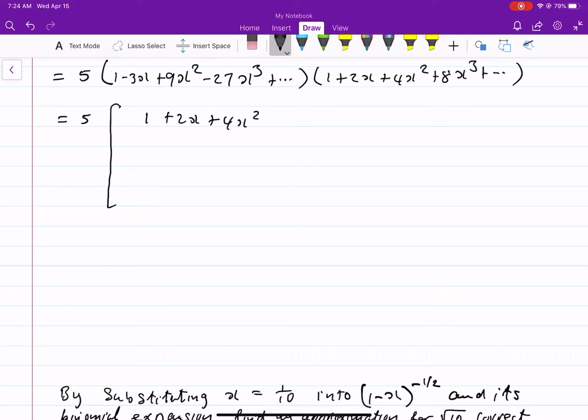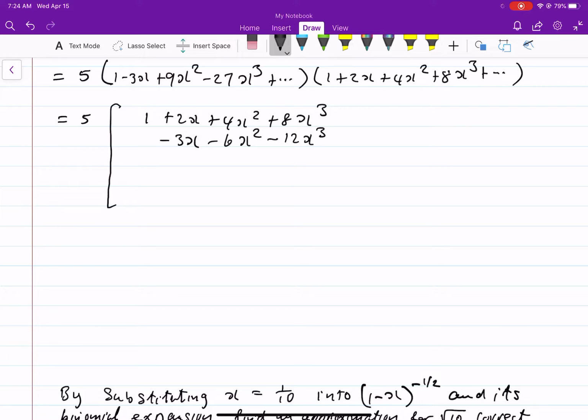Yes, 1 plus 2x plus 4x squared plus 8x cubed. And then the minus 3x by everything up to determine x cubed. Minus 3x by 1 gives me minus 3x. Minus 3x by 2x gives me minus 6x squared. Minus 3x by 4x squared gives me minus 12x cubed. Obviously, the minus 3x by the 8x cubed would have given me something in x to the fourth, which I'm not interested in.